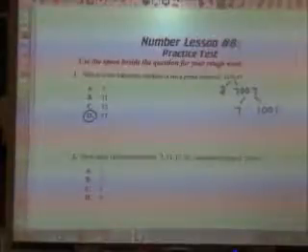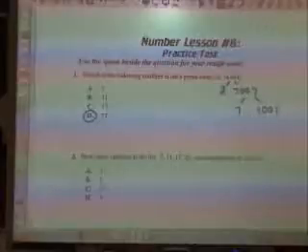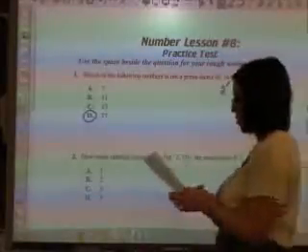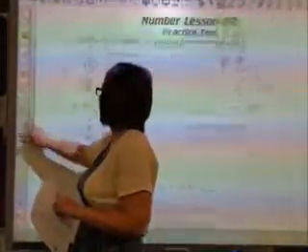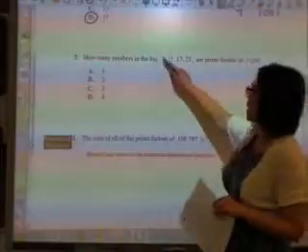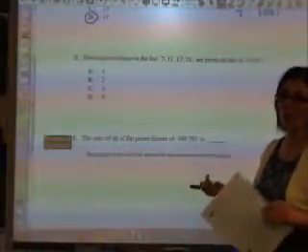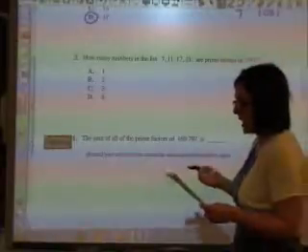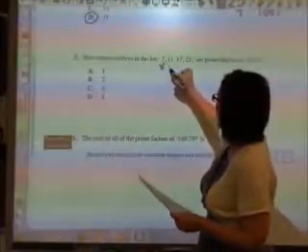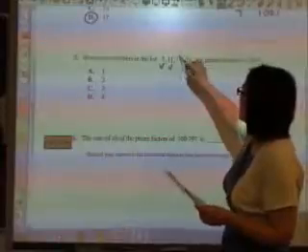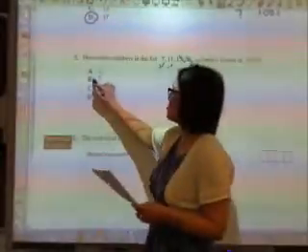Question number 2 says, how many in the list of 7, 11, 17, and 21 are prime factors of 3,234? Again, I could divide this number by each of these and see which ones divide evenly without a remainder. When I do that, I get 7 does, and 11 does, but 17 and 21 don't. So I get 2 for an answer.